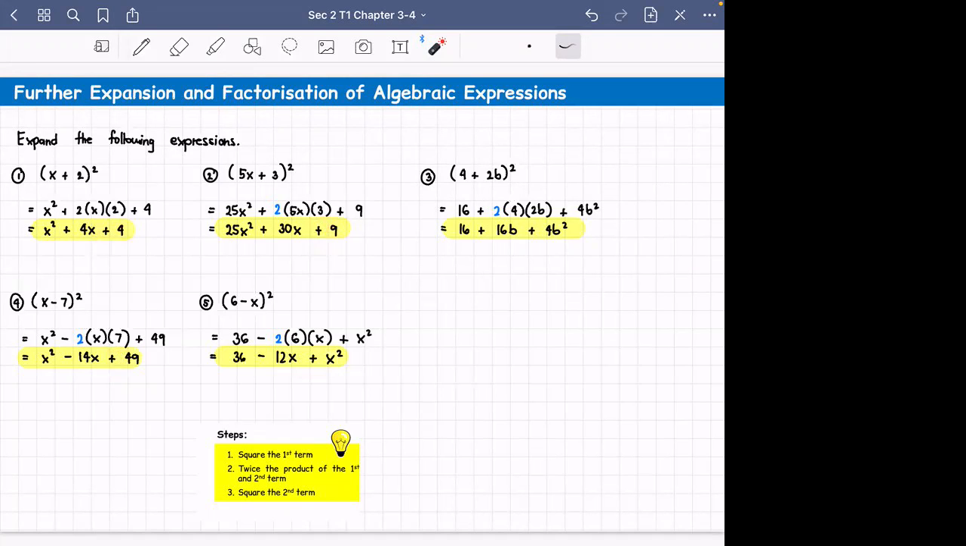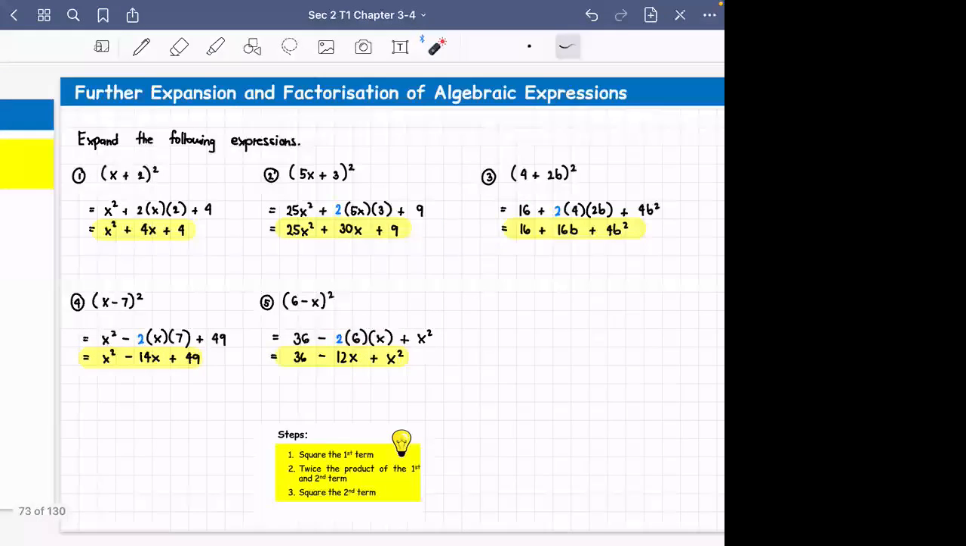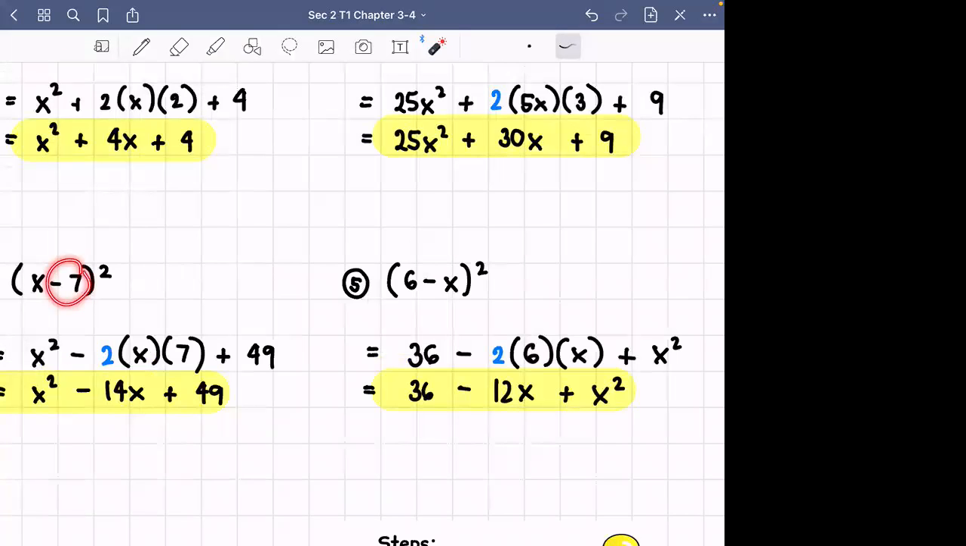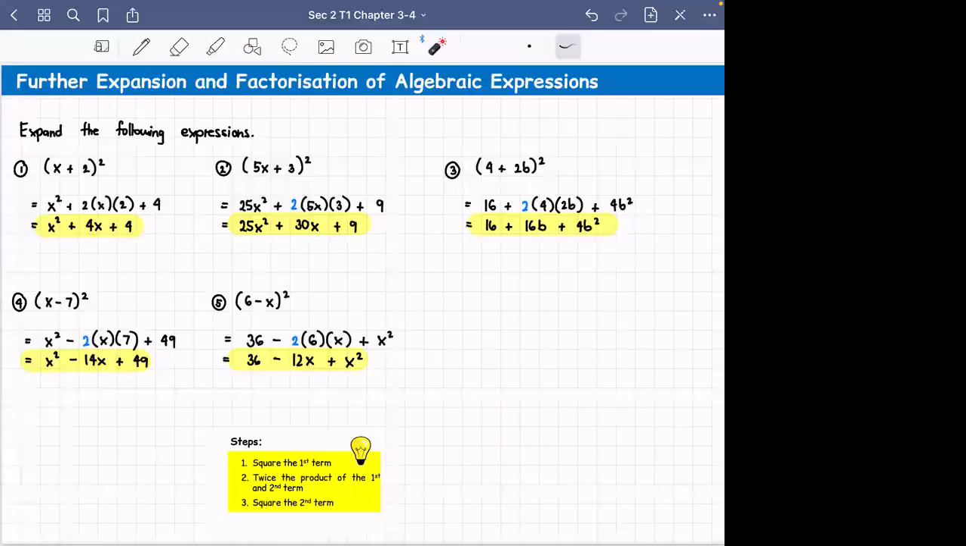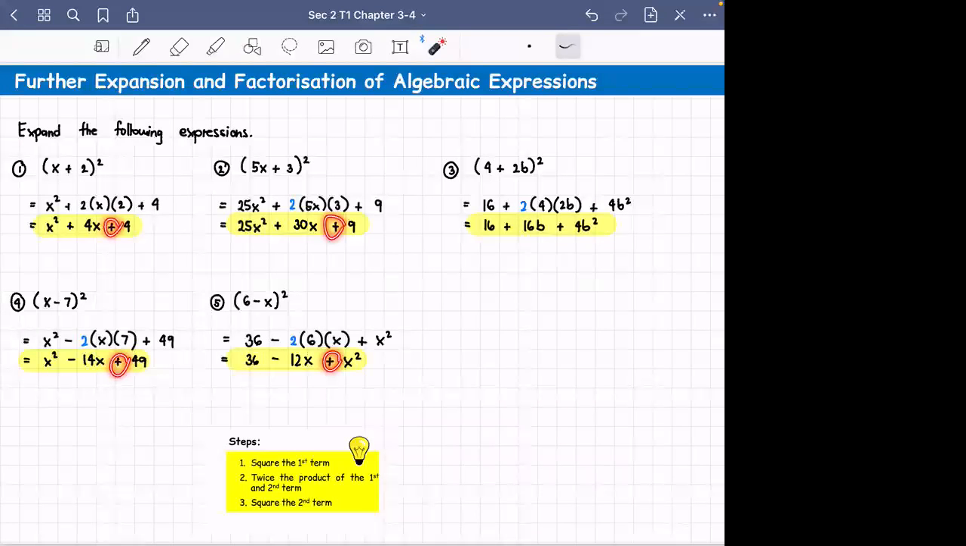Because if you square even a negative number, it's always positive, right? Look here, this is negative 7. Negative 7 times a negative 7 will still give you a positive 49, correct? Same with this. If you multiply negative x times a negative x, your answer is still a positive x squared. That's the reason why the second sign is always plus.